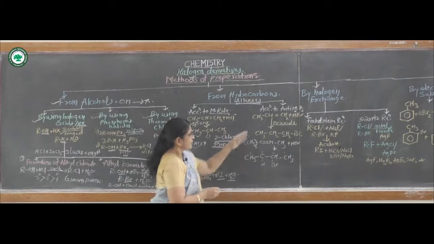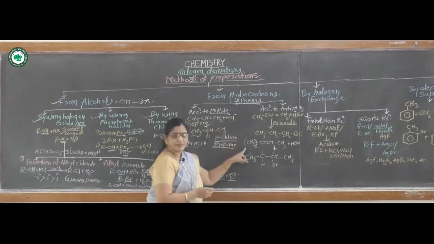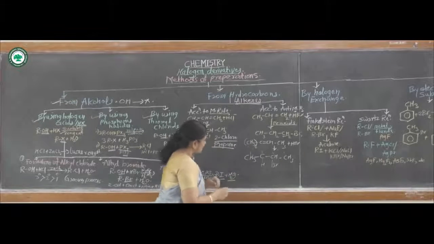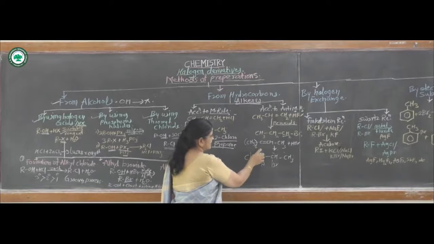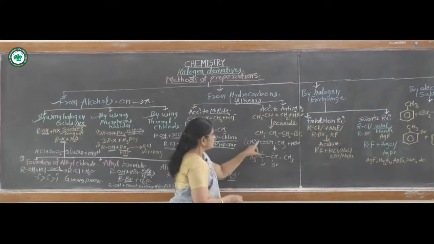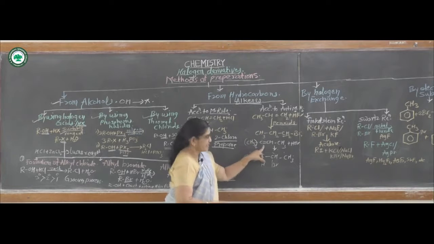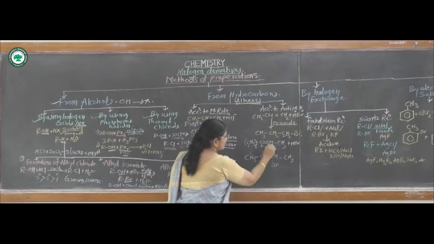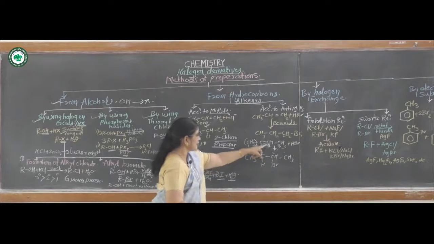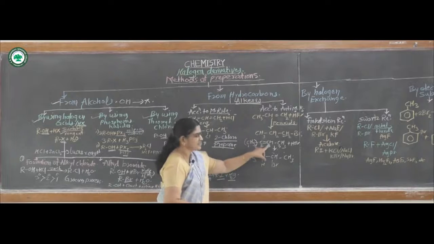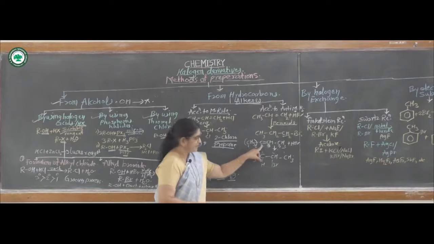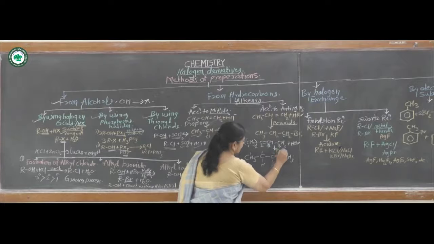Suppose another example of this anti-Markovnikov's rule, in presence of peroxide. Suppose this compound, where on the second carbon atom a methyl group is attached. The name of this alkene is 2-methyl-but-2-ene, because it contains 4 carbon atoms in a straight line. It is a derivative of butene. It contains a carbon-carbon double bond between the second and third carbon atoms. Hence the name of this compound is 2-methyl-but-2-ene.